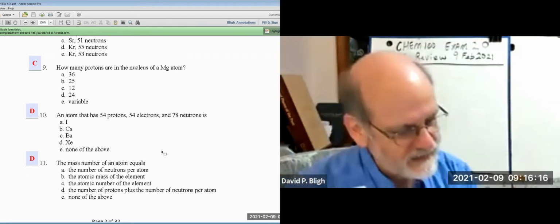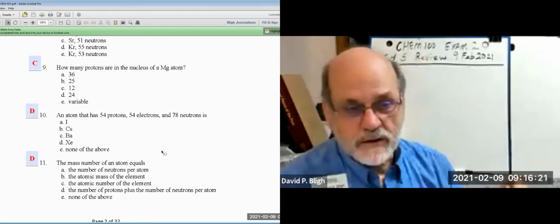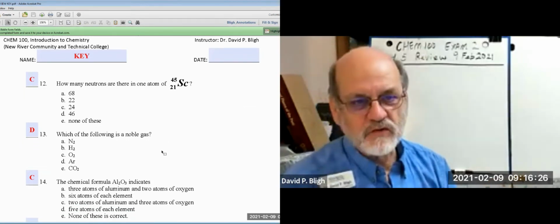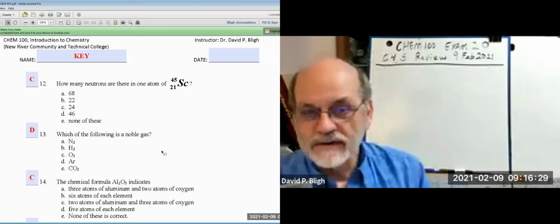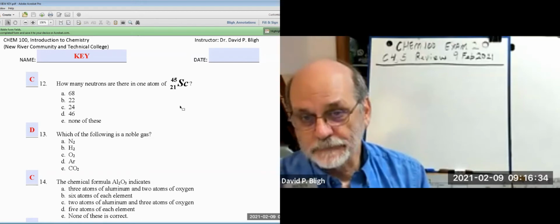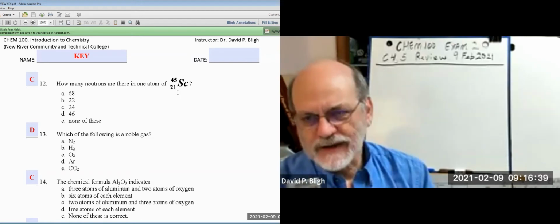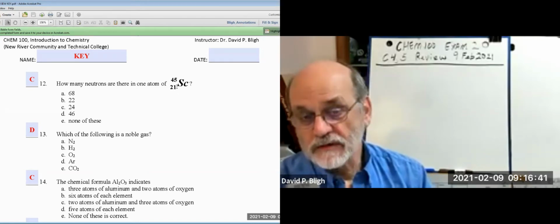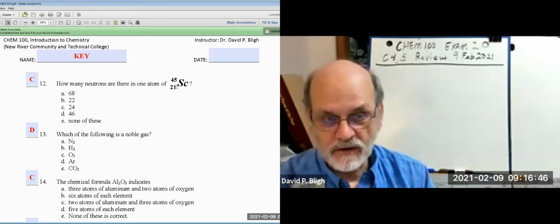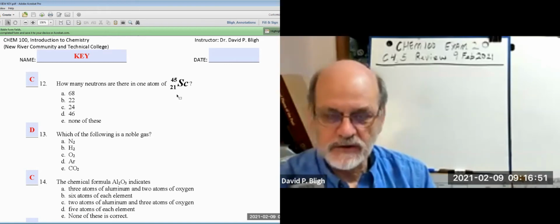Let's go to 12. How many neutrons are there in one atom of Sc 45, 21? That's kind of the same question as you had before. 21 from 45 is 24, correct? So that means 24 neutrons, because the mass number is the total of protons and neutrons.